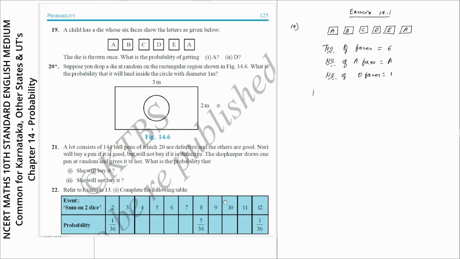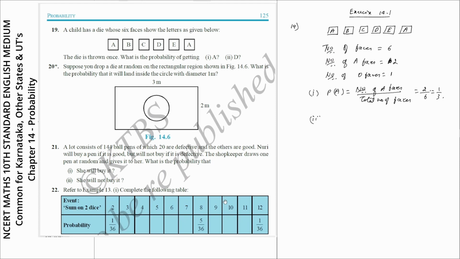Now coming to the first sub question, what is the probability that after throwing a dice, A is appearing? So this will be equal to simply number of A faces divided by total number of faces. So number of A faces is 2, so this is 2 divided by 6. 2 1s are 2, 2 3s are 6.